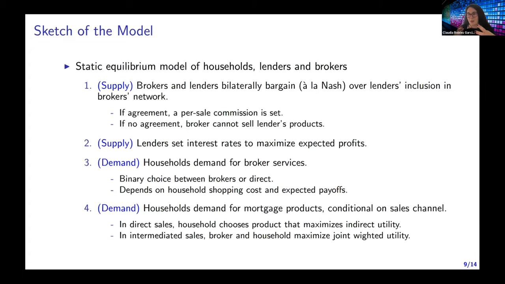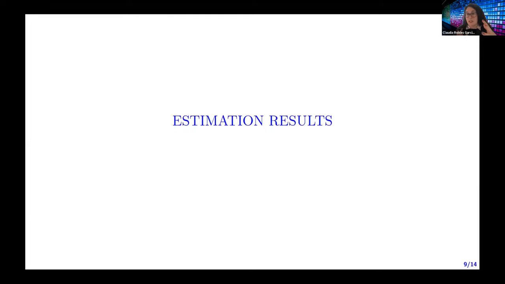Okay, so this is a short presentation. So let me just tell you what I find from this model. If you're curious about the model, just read the paper. But this is what I find.